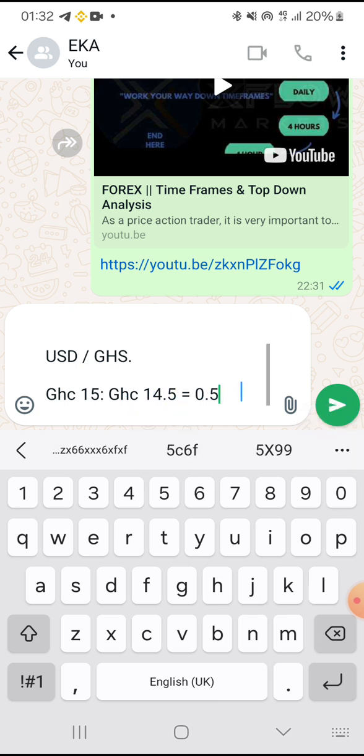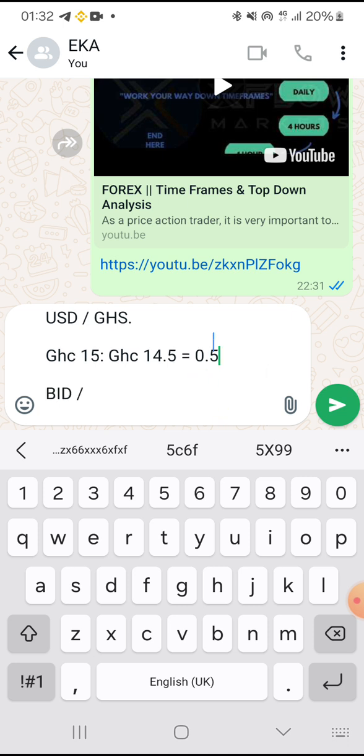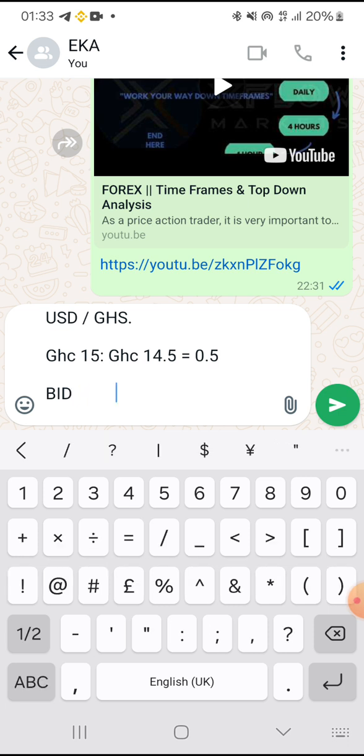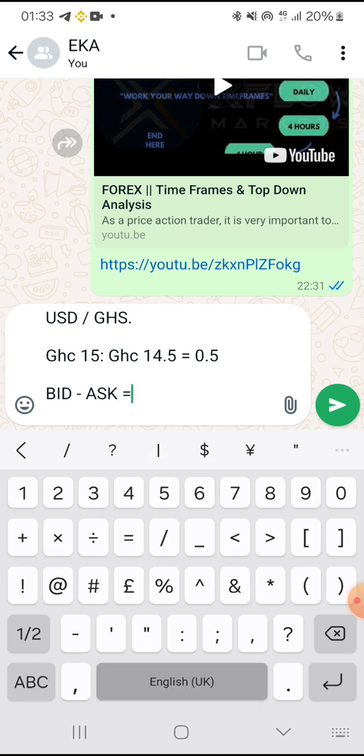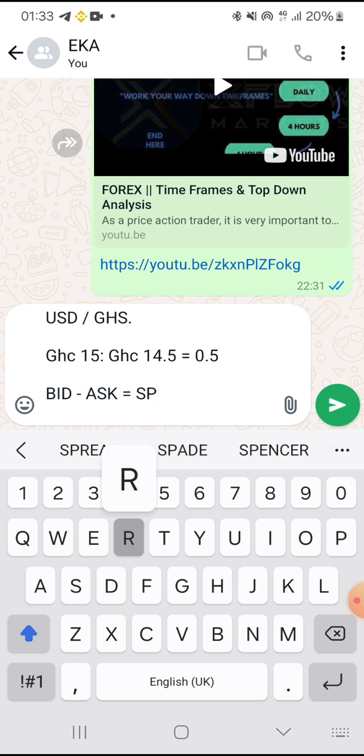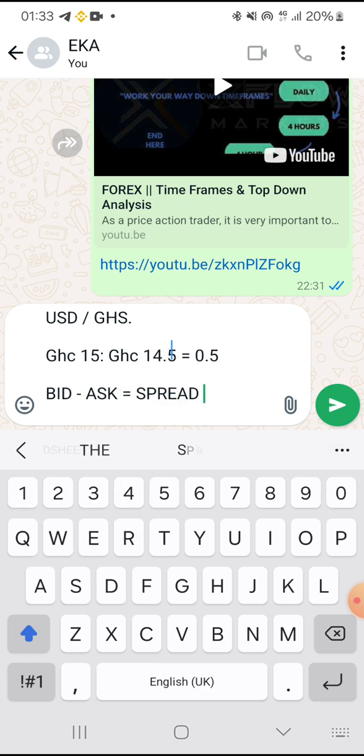So it means that this is going to be the spread. The difference between the bid price and the ask price gives us the spread. So in this case, we can say that bid minus ask equals the spread, and that is the profit the banks make.